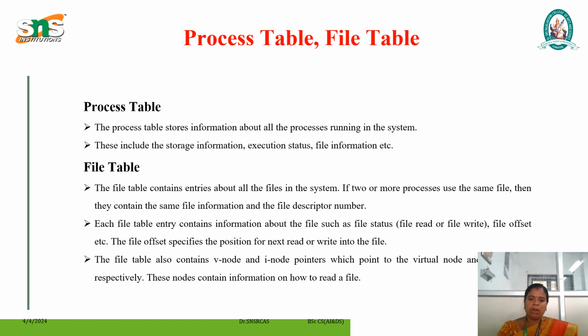File table. The file table contains entries about all the files in the system. If two or more processes use the same file, then they contain the same file information and descriptor number. Each file table entry contains information about the file, such as file status, read and write, file offset, etc. The file offset specifies the position for the next read or write in the file. The file table also contains vnode and inode pointers, which point to the virtual node and index node respectively.